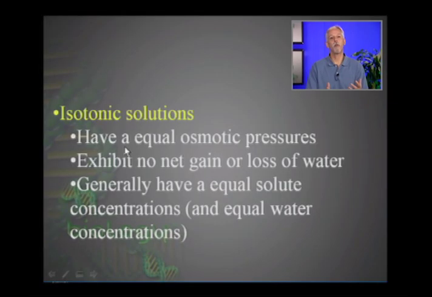Now, as I discussed earlier, particles eventually reach an equilibrium. They disperse themselves equally. And if we have two solutions separated by a semipermeable membrane that have the same solute concentrations, we call those isotonic solutions. So isotonic solutions have an equal osmotic pressure, so they have an equal capacity to draw water. They exhibit no net gain or loss of water. And they generally have the same solute concentration. And because they have the same solute concentration, they would also have the same water concentrations.